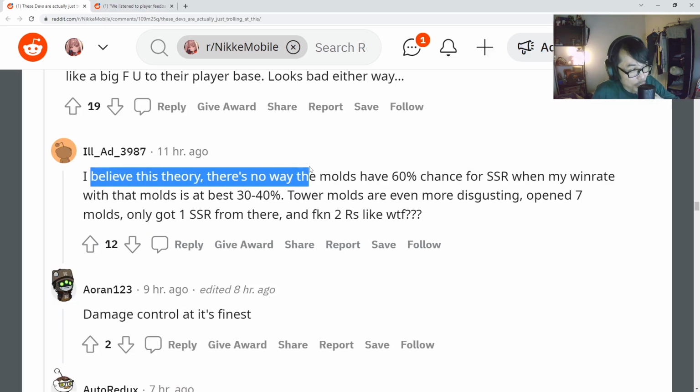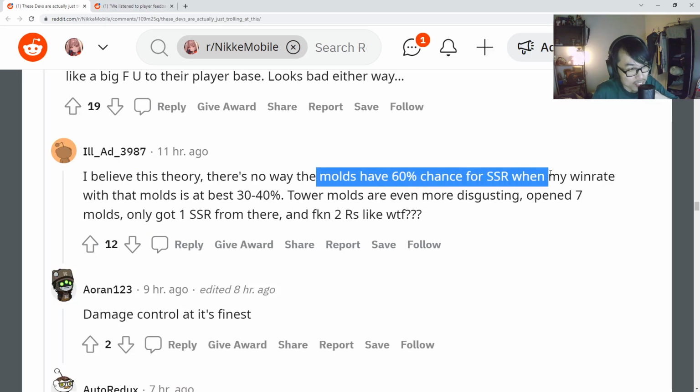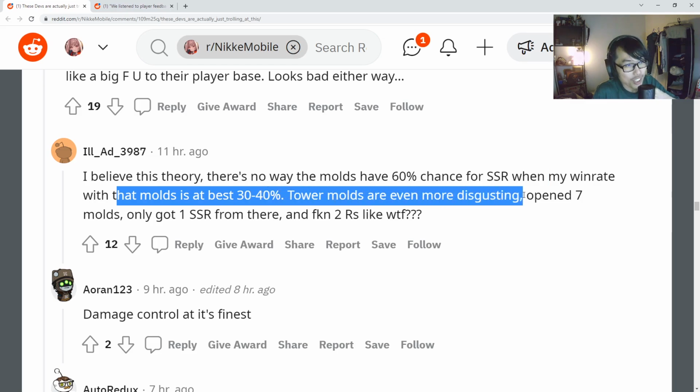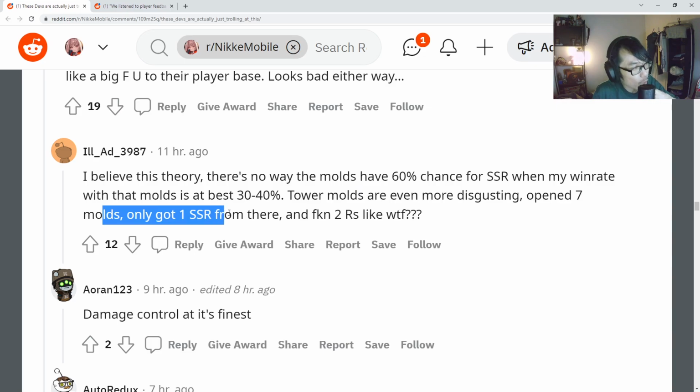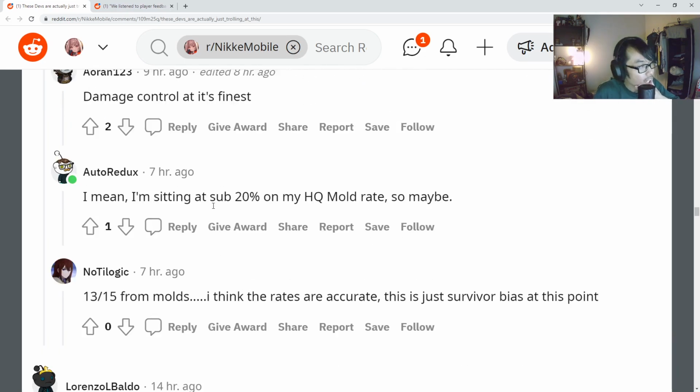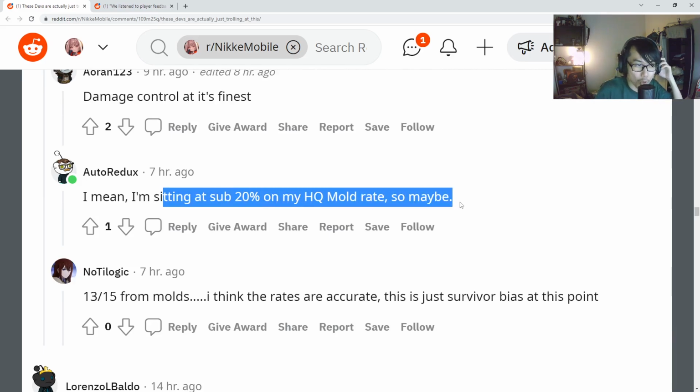I believe in this theory. There's no way most have a 60% chance. Most are at a bad 30 to 40%. Tower malls are even more disgusting. Opened 7 malls, only got 1 SSR and effing 2 R's, like WTF. I'm hitting sub 20% on my HQ mall rate, so maybe.